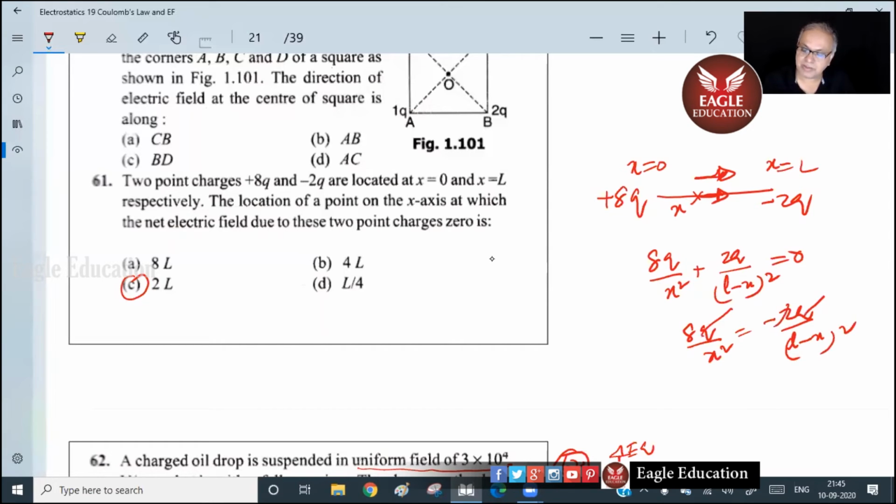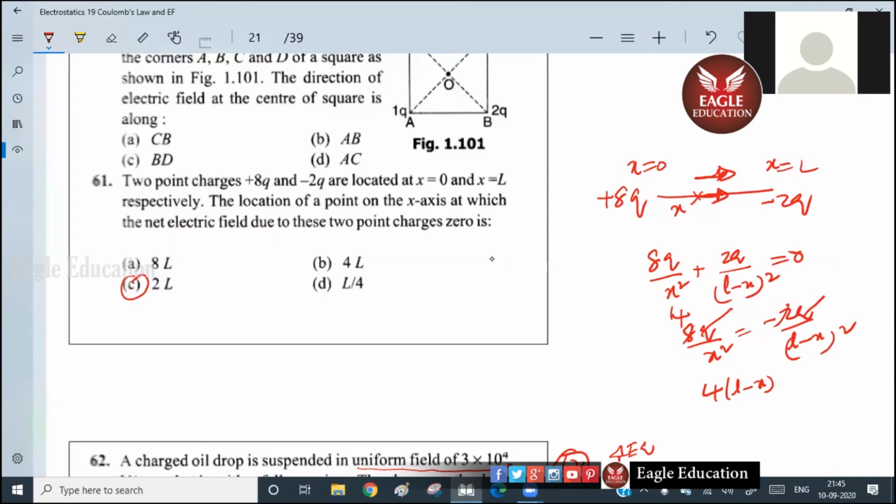So q cancelling, 4 cancelling. So what do I get? 4 into (L minus x) whole square equals minus x square. Right? Tell me. So this minus thing, is it troubling?